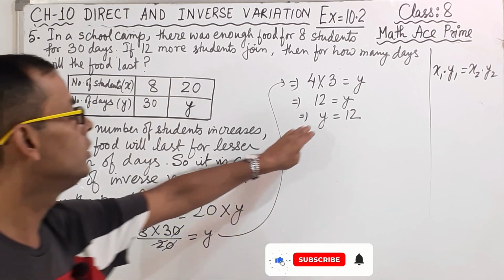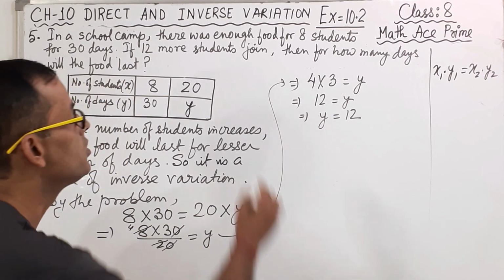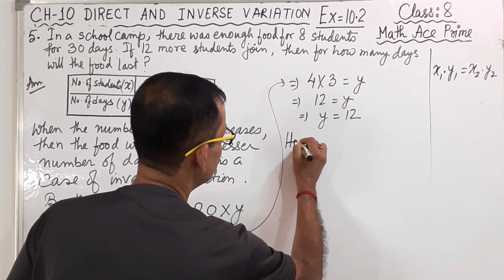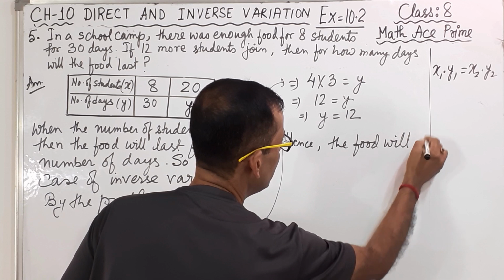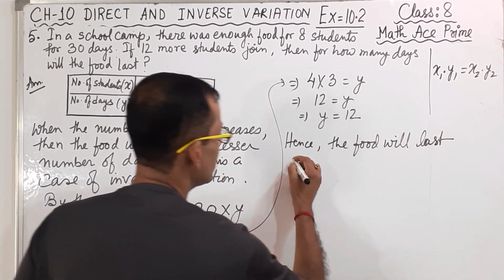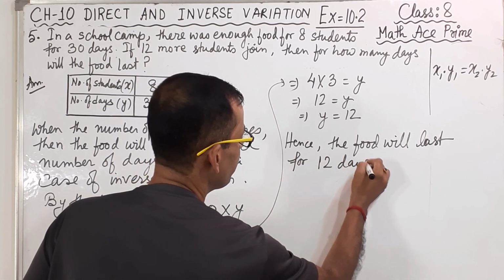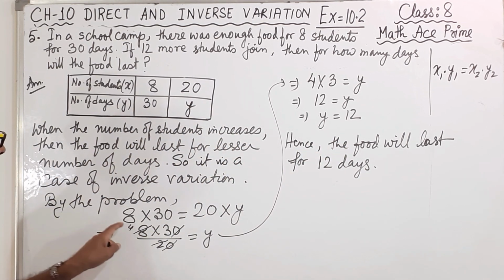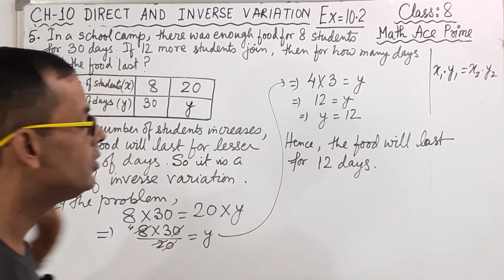Okay. So I got y. कितना दिन food last होगा? 12 days. Okay. So then for how many days will the food last? Hence the food will last for 12 days. ठीक है, देखो इधर में 0 0 कट हो गया, 2 बचा था, 2 4s are 8 और 4 into 3 12. Hence the food will last for 12 days.